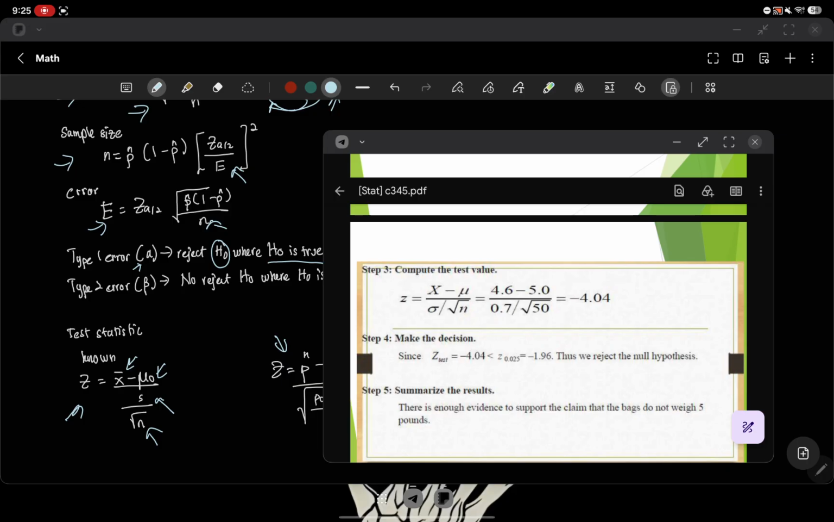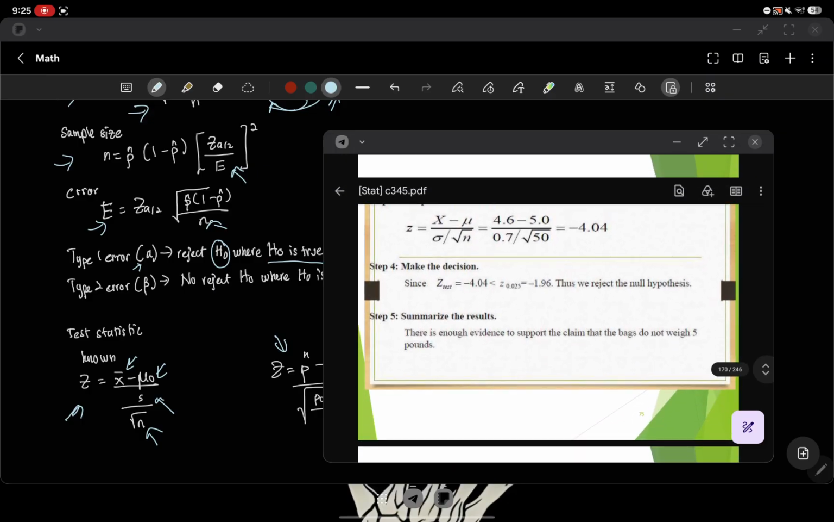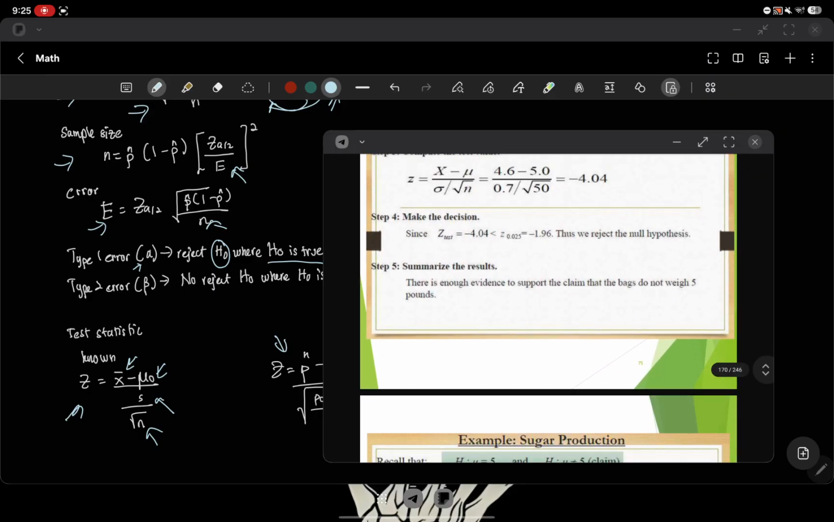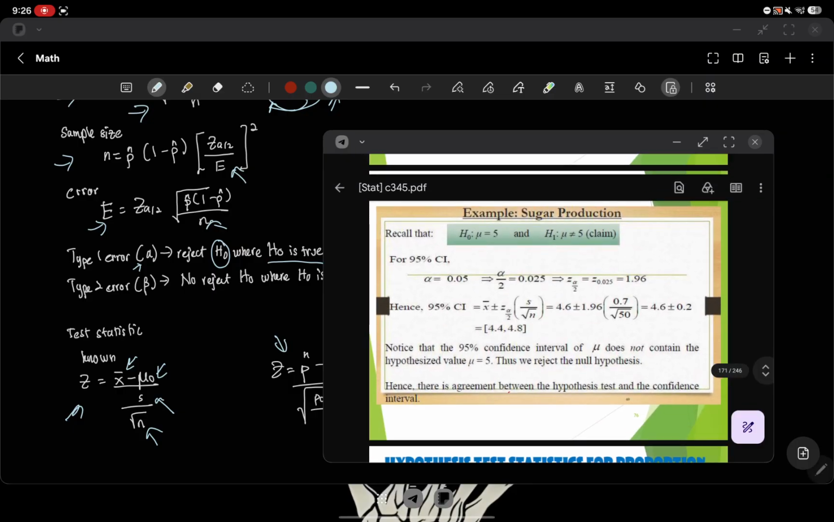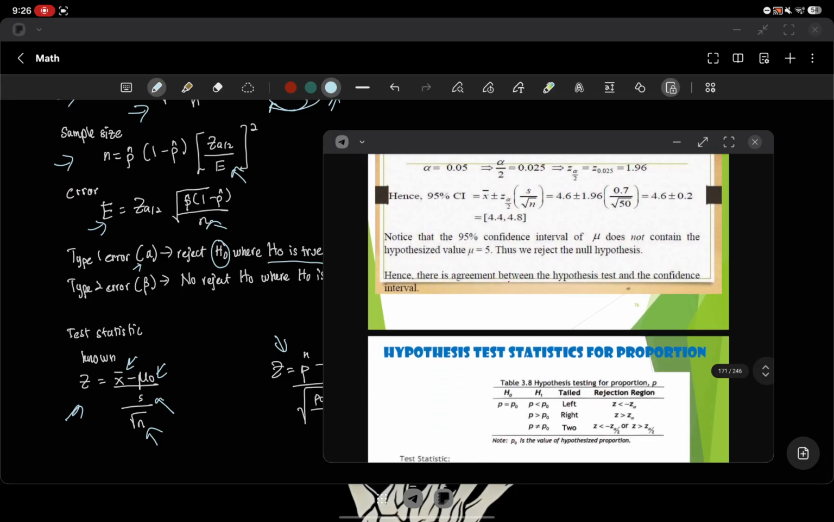Negative 4.04 is lower than negative 1.96, because we have a plus-minus range, so they reject the null hypothesis. You have another way to solve this: you can use the confidence interval. The confidence interval is saying it should be 4.4 to 4.8. So 5 pound is more than 4.4 and more than 4.8, meaning you can reject the hypothesis. You can use either formula.